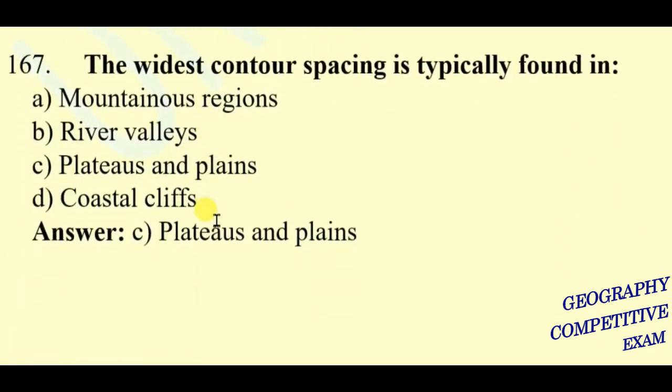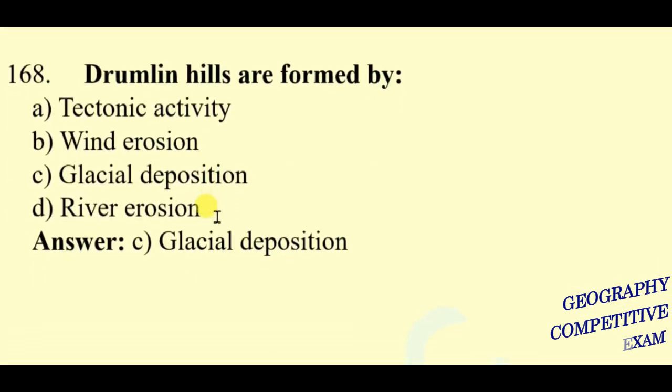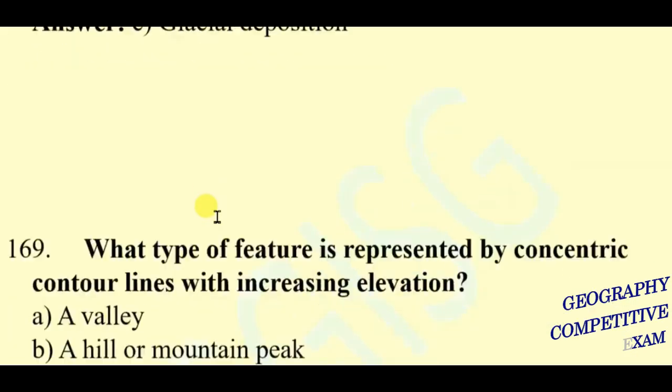Question 167. The widest contour spacing is typically found in mountainous region, river valleys, plateaus and plains, coastal cliffs. So the right answer will be plateaus and plains, where the widest contour spacing is seen. Question 168. Drumlin hills are formed by tectonic activity, wind erosion, glacial deposition, river erosion. Here the right answer will be glacial deposition.